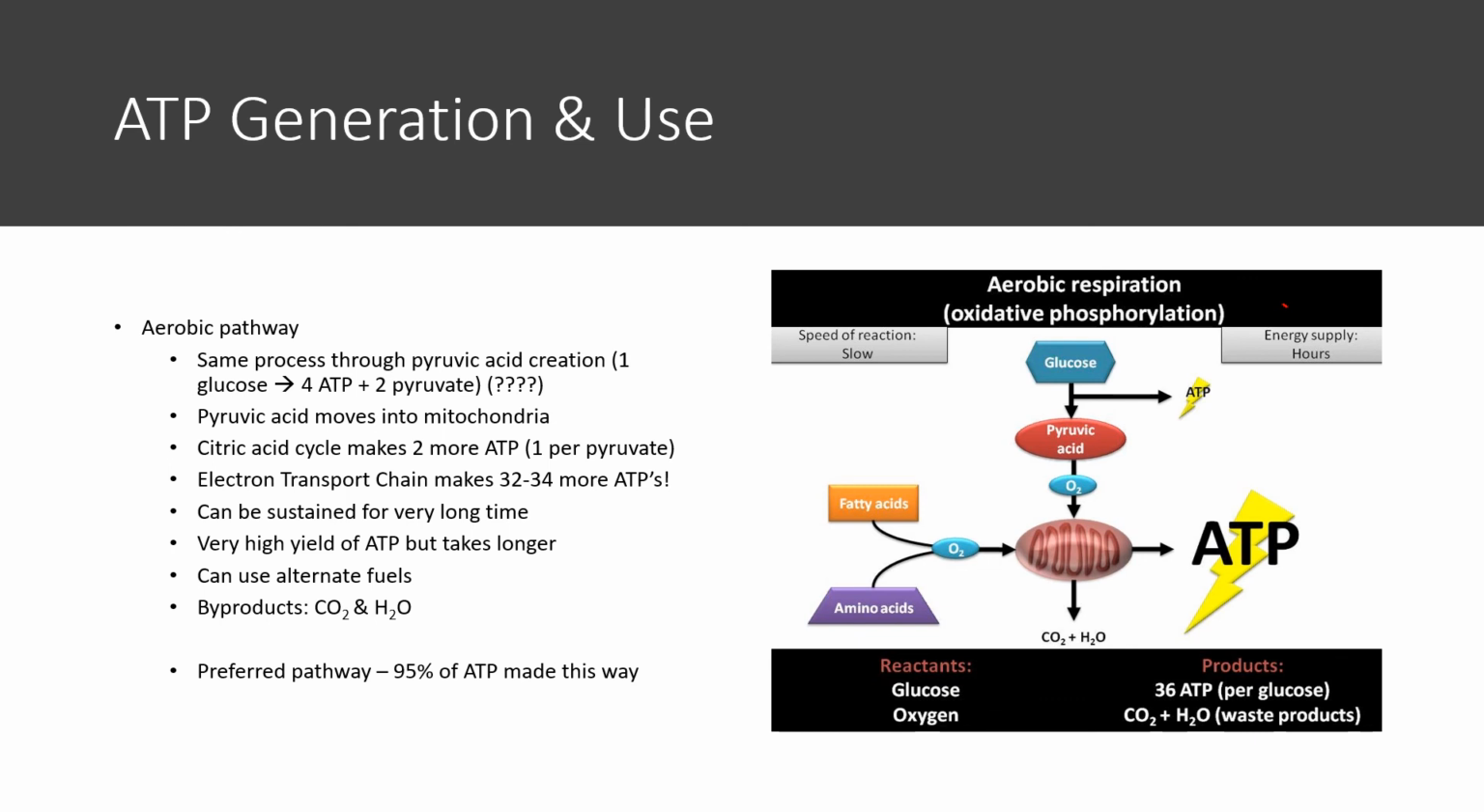The major byproduct, aside from ATP, of aerobic respiration is CO2 and H2O, carbon dioxide and water. And because it makes so much ATP, even though it takes a little longer and uses more stuff, it is by far the preferred pathway of the cell. About 95% of your ATP is made this way. Pretty cool, huh?